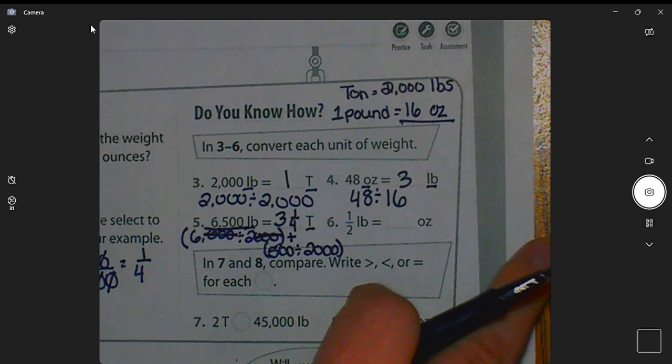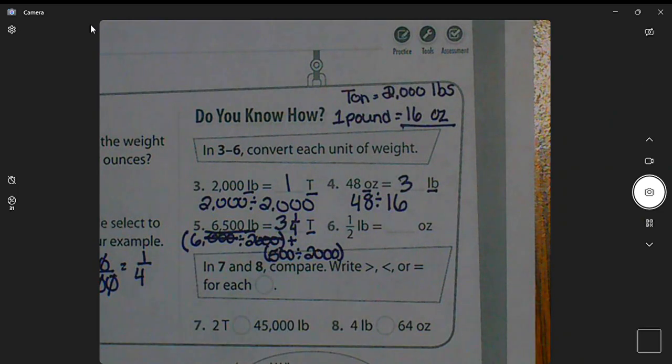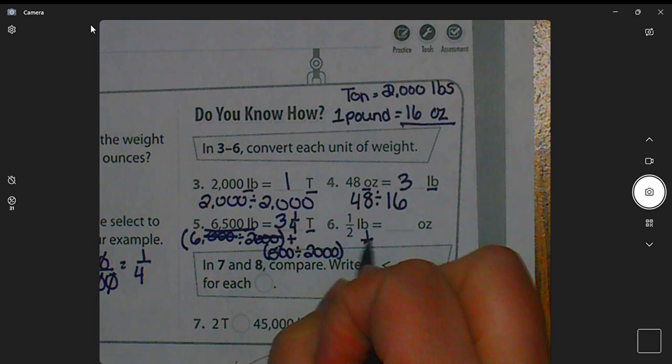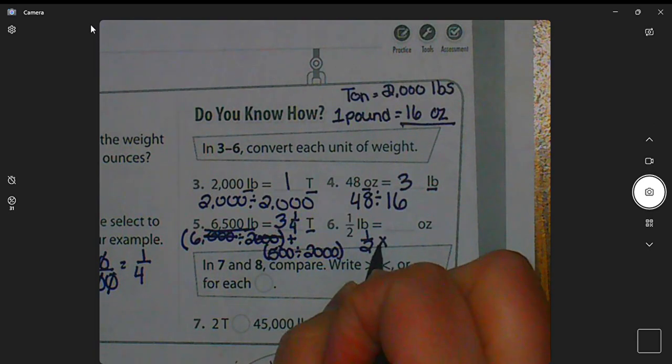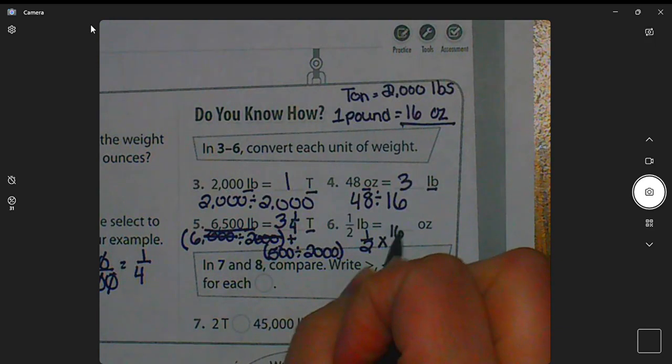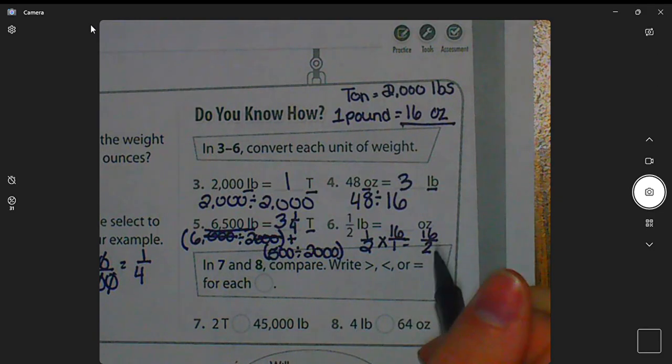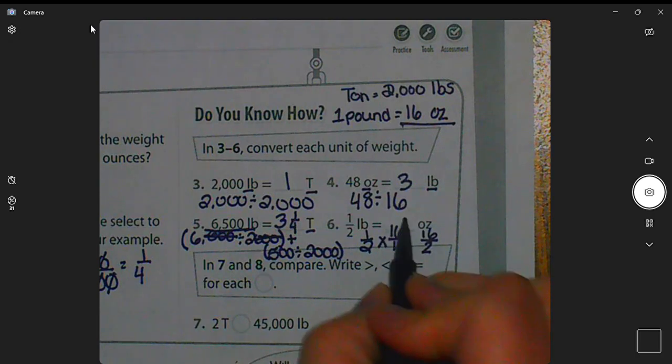Number 6, 1/2 pound equals blank ounces. Am I going from big to little or from little to big? You're right, I'm going from big to little, so I'm going to multiply. So 1/2 times, how many ounces does it take to make a pound? Yes, 16 equals 16 halves. Now, I can say this in a different way. I can say 16 divided by 2 equals, oh, you are just too smart. It is 8.